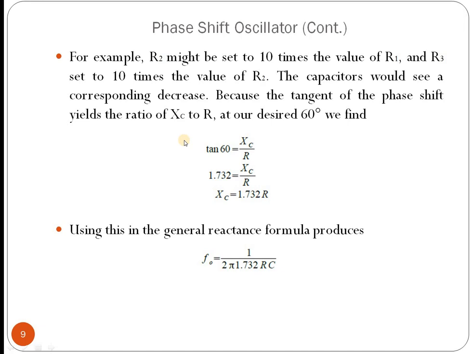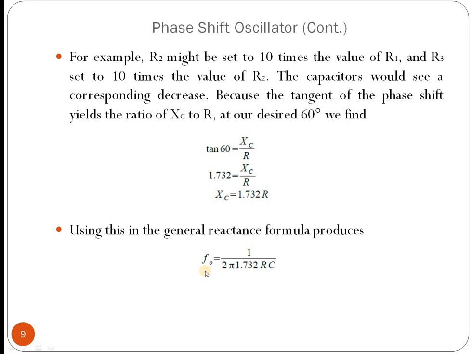Because of the tangent of the phase shift, we need the desired 60 degree value. So the ratio will be XC to R. So tan 60 degrees equals XC divided by R. From here we can get the value of XC, that is 1.732 R. So using the general reactance formula, we can get f0, the frequency, which equals 1 by 2 pi times 1.732 RC. This RC will be the ratio.